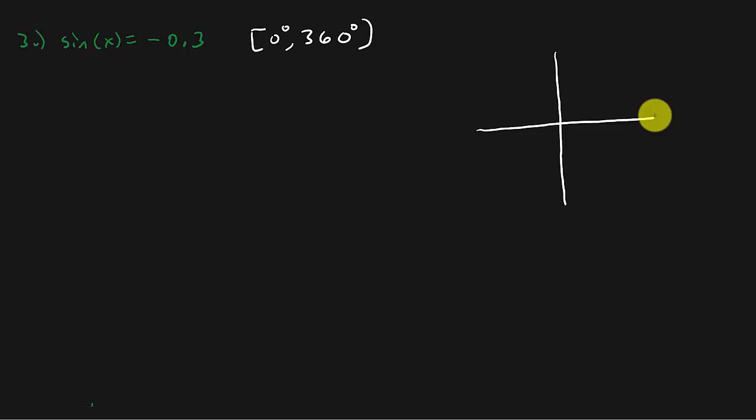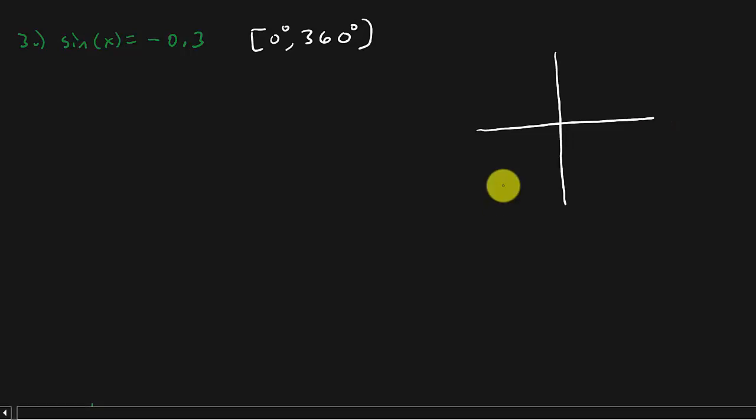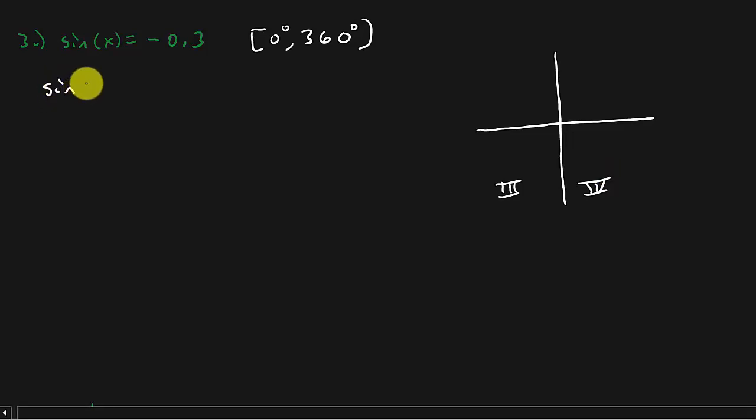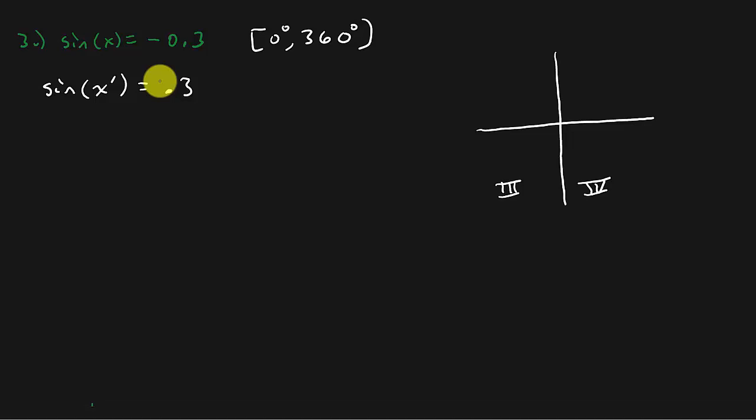where are our solutions? Where is sine negative? Sine's negative in the third quadrant and the fourth quadrant, right? Is our reference angle a solution? No, it's not. So we need to find our reference angle. So I need to do sine x prime equals positive 0.3. Yes, I know I didn't put the 0 in front, but .3 and 0.3 is the same thing, okay?